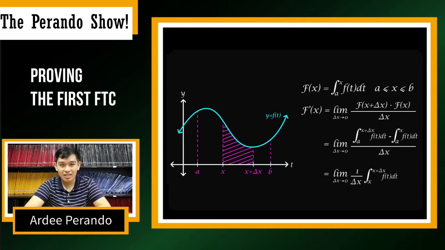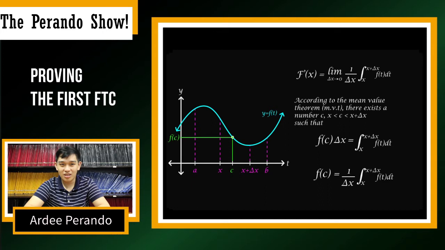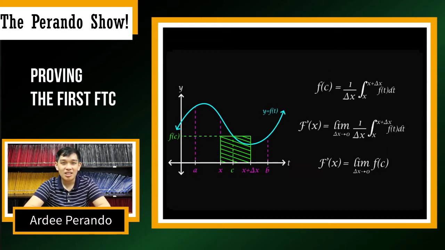Leaving that aside for now, according to the mean value theorem, there exists a c between x and x plus delta x such that f of c times delta x is equal to the integral of f of t dt from x to x plus delta x. We can then rewrite that equation into f of c equals 1 over delta x times the integral of f of t dt from x to x plus delta x. That means that there's some number c between x and x plus delta x such that if we make a rectangle with base delta x and height f of c, that will result in the same area as the area under the curve from x to x plus delta x.